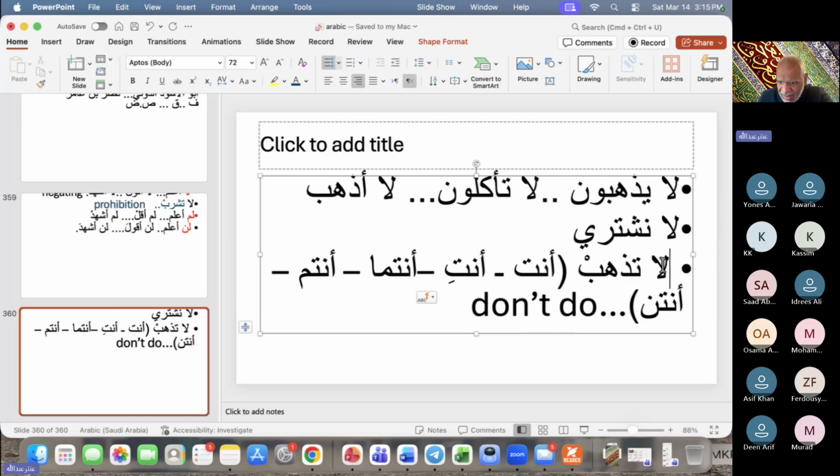And this la is the one that causes jazm for فعل مضارع, not the one before. So this one does not cause jazm. This one causes jazm to the فعل مضارع. So this is the one that causes jazm. This one does not cause jazm.